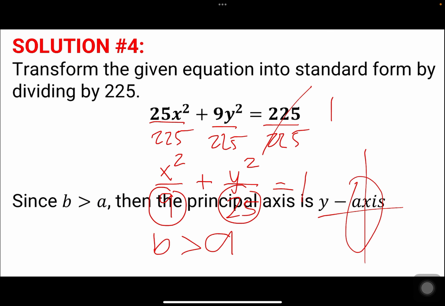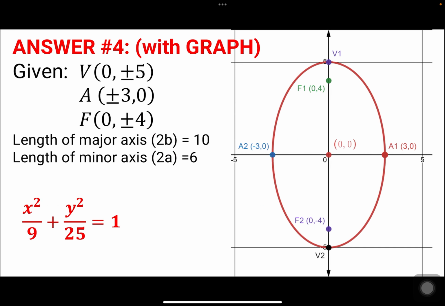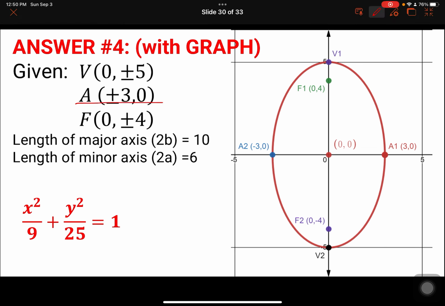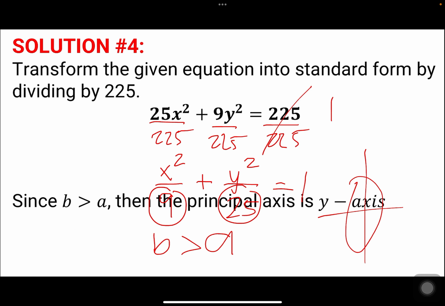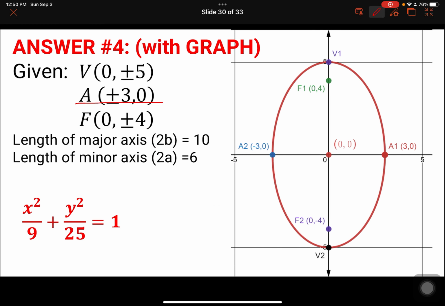So, ito, nakuha natin ang 9. So, square root of 9 is 3. Kaya yun yung co-vertices natin. Then, ang 25 yung B natin, di ba? Therefore, yun yung ating pinaka-vertex.